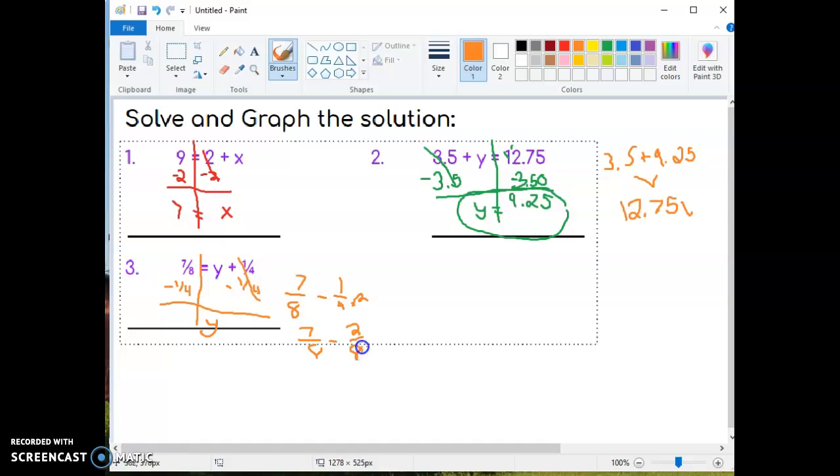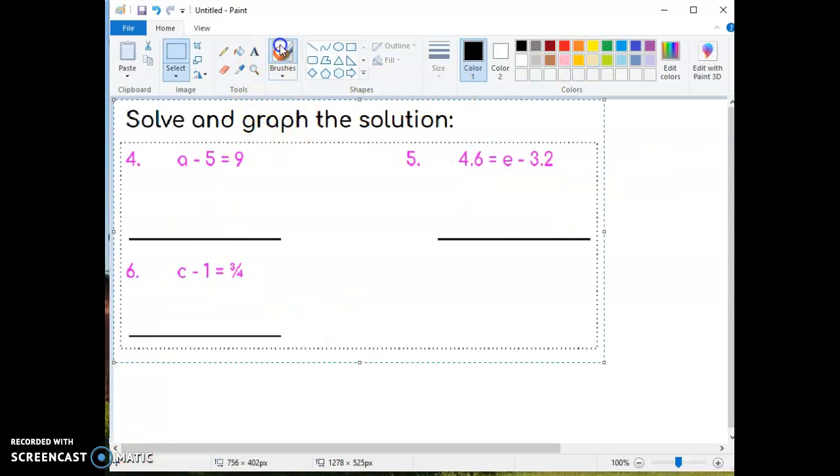Minus 2/8, and that leaves me with 5/8. I can't reduce it any, so that is my answer. y equals 5/8. Okay? Let's go ahead and see what happens when they are not being added.